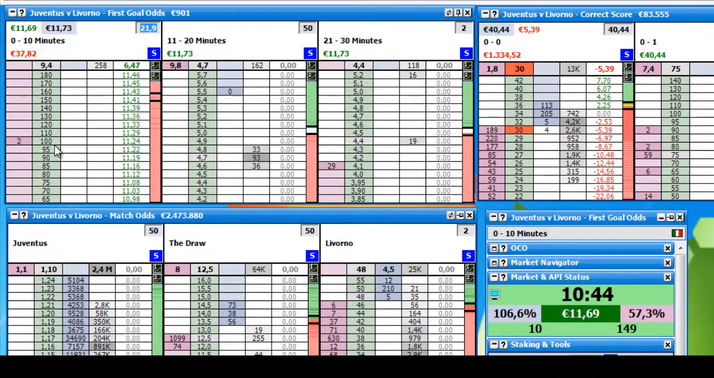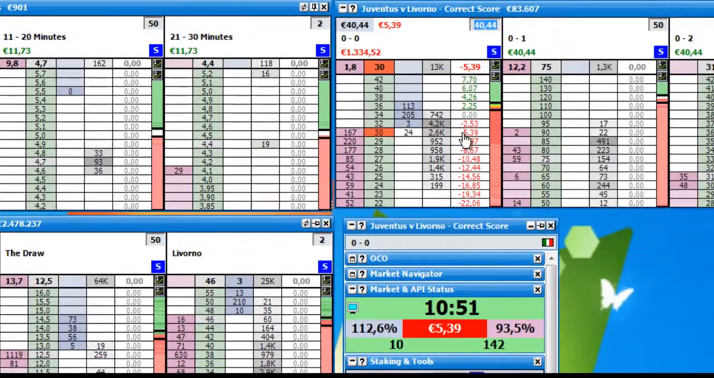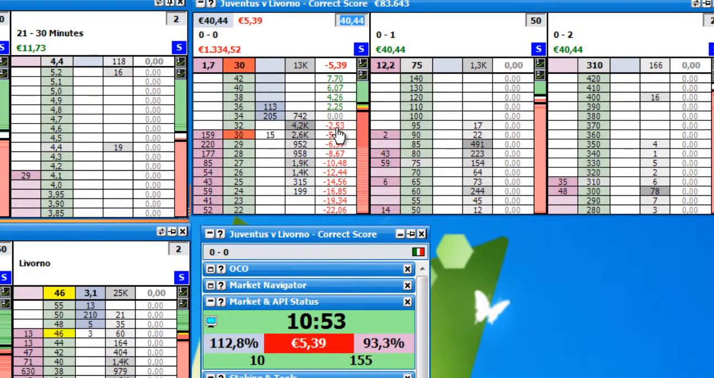You see here now it's 1000. So if I close now, this is not possible any longer. So I can close now here at the odd of 32, or I can wait here up to the odd of 27 to close my trade, and I will try to do this now.